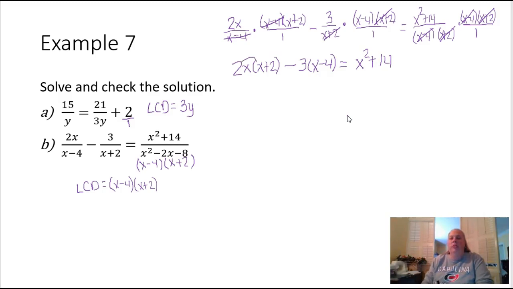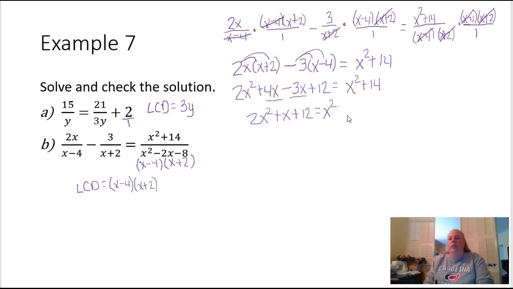So let's distribute the 2x in the parentheses. We have 2x squared plus 4x, and let's distribute the negative 3 in the parentheses. That gives me negative 3x plus 12, and this will be equal to x squared plus 14. Alright, let's combine our like terms over here. 2x squared plus x plus 12 is equal to x squared plus 14.